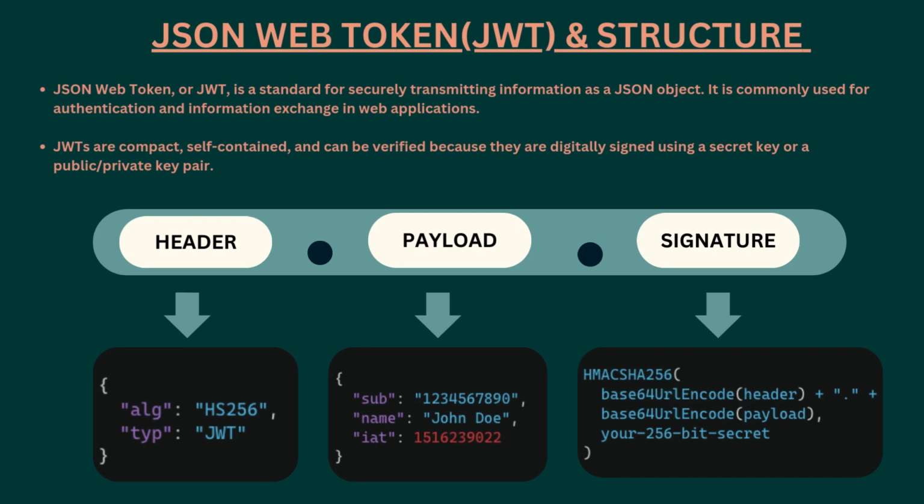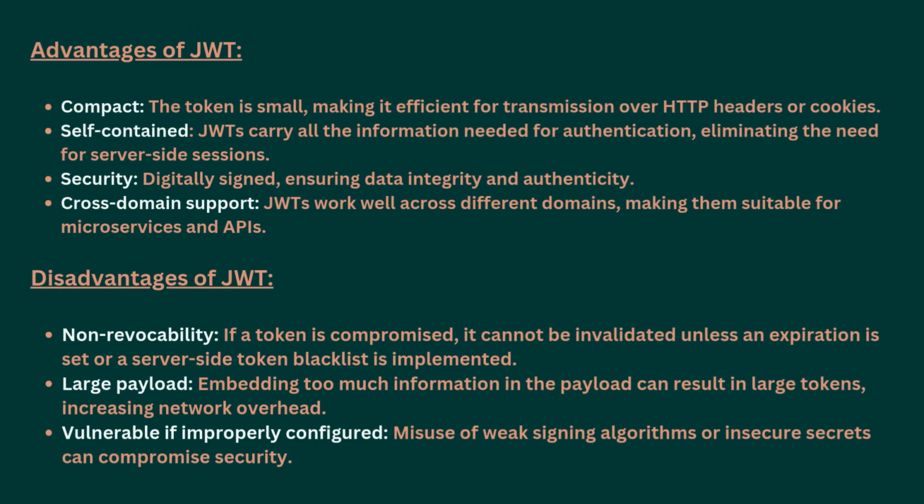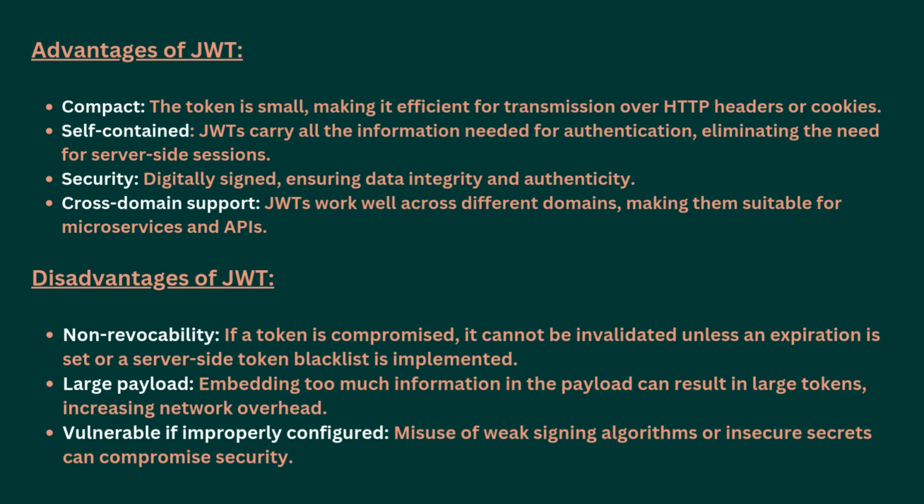So now before we implement JWT authentication, let's quickly discuss its pros and cons. So the first advantage is it is compact and small in size, which makes them efficient for transmission via HTTP headers or cookies. They are self-contained. They carry all the information needed for authentication, so there is no dependency on server-side sessions. And the third one is security. As we know, JWTs are digitally signed, ensuring that data cannot be tampered with. And the fourth one is cross-domain support. So they work seamlessly across different domains, which is great for microservices and APIs.